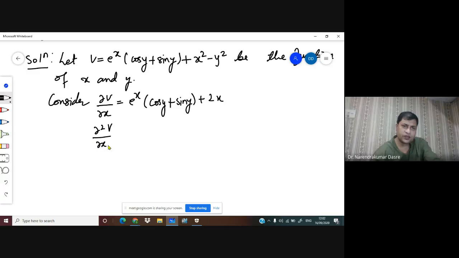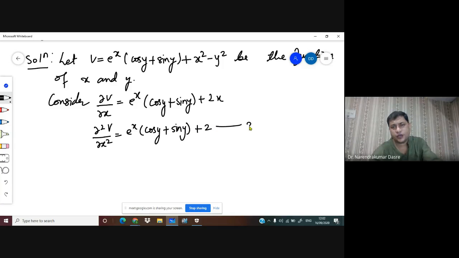Now we have to find the second order derivative of this one. So ∂²v/∂x². Again, the derivative of e raised to x is e raised to x, cos y plus sin y remains as it is, and plus the derivative is going to be this 2. So this is equation 1. Okay, and now we have to consider the derivative of v with respect to y.